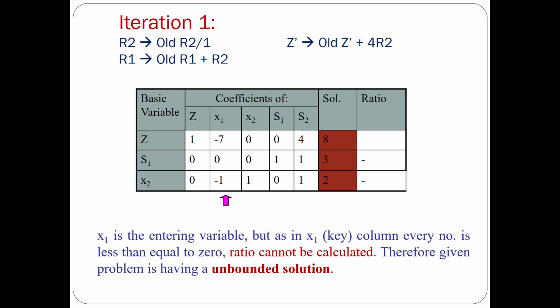The next special case is multiple optimum solution. That is, the particular problem may have two or more optimum solutions.